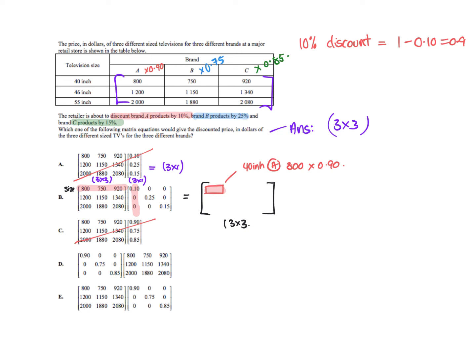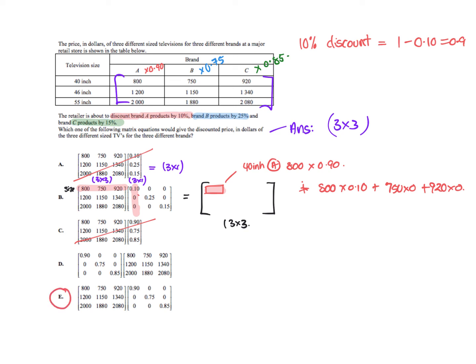So when you see that, I'm actually timesing the 800 by, if I do this calculation here, it says that I would be going 800 times 0.10 plus 750 times 0 plus 920 times 0. So it's good that it's only affecting the 800, but it's doing it by 10%. So that means it's only showing me the discount. We want the new pricing. So that one's not on, but it's a good combination. So which is the one we want then?